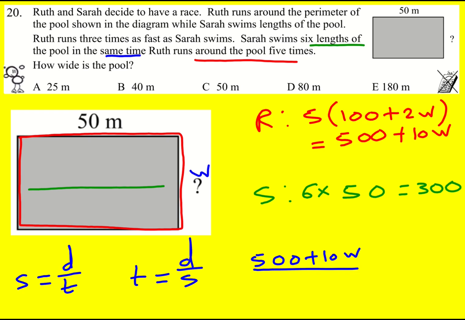Well, we don't know what the speed is, but we do know that Ruth runs 3 times as fast. So I said Sarah swims at a velocity or speed of v, and therefore Ruth runs at 3v. And I put these into the equation. And that is going to equal 300 divided by v. We can straight away actually cancel the v's out because they're on both sides of the equation.